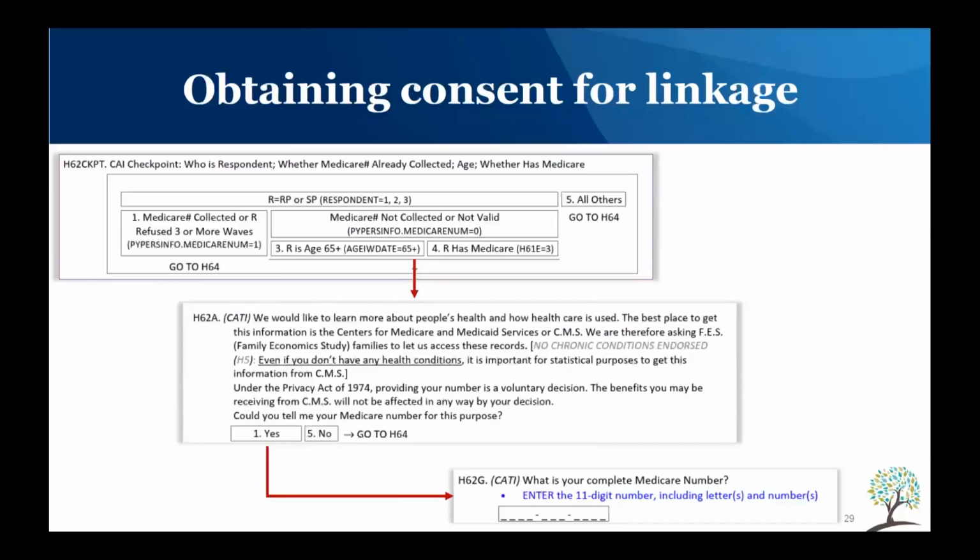It's changed slightly over time. But we say we'd like to learn more about people's health and how healthcare is used. The best place to get this information is the Centers for Medicare and Medicaid Services. So we're therefore asking you to let us use these records. And we let people know that it's voluntary, that it won't affect their benefits in any way. And then we ask respondents if they consent to linkages, yes or no. And then we also ask for their Medicare number. And that combination of information allows us to link our respondents. Next slide.